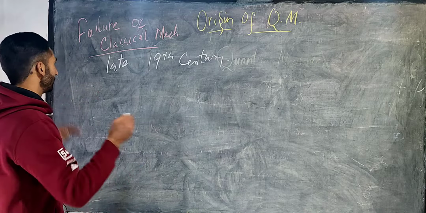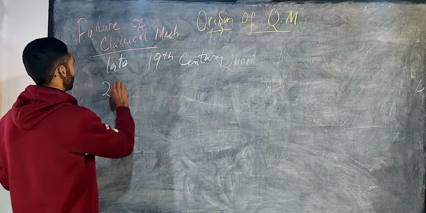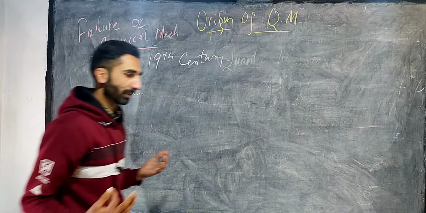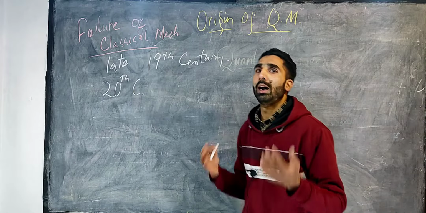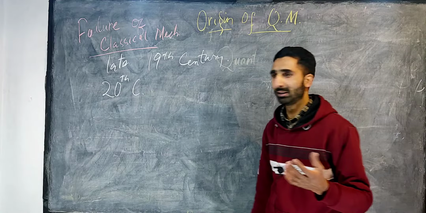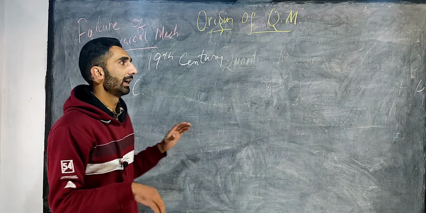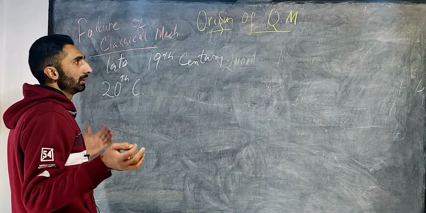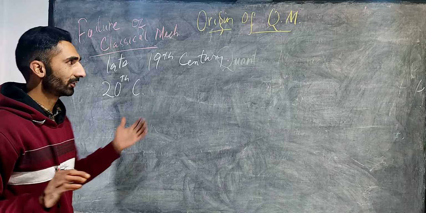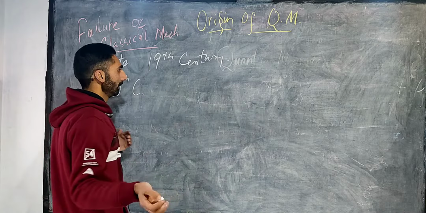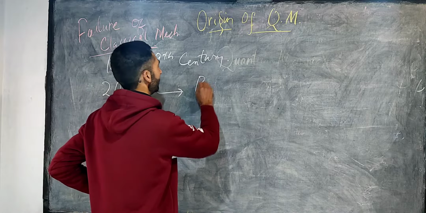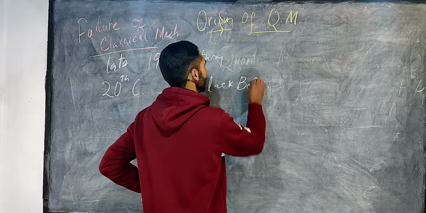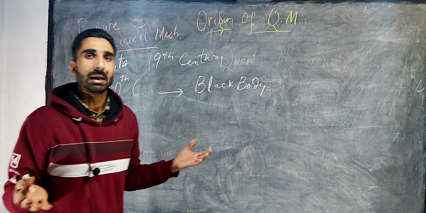But during the first half of the 20th century, a few experiments were done which were a blow for classical mechanics. Classical mechanics had no clue, no answer to those very experiments. And a few of them, which will be discussed in this lecture, were, for example, the black body radiation, the radiation which is given out by the black body.